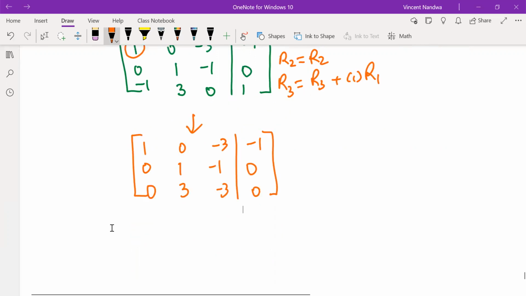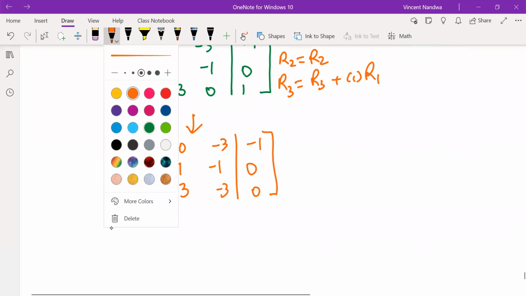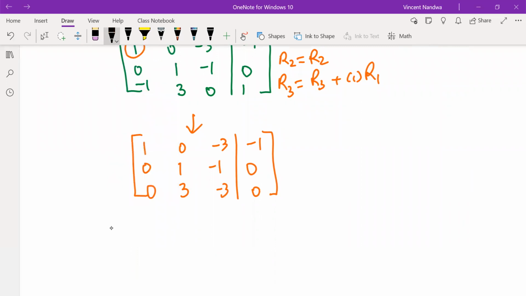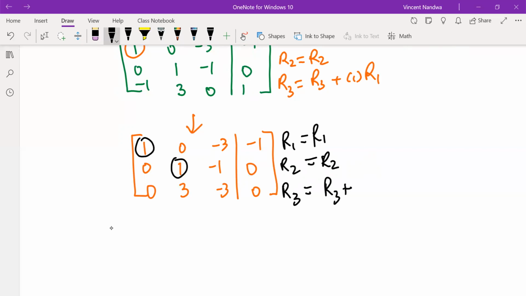So by doing that, the first column is in the correct form. This is 1, this also 1, which means the problem is this 3. So we'll say row 1 stays row 1, row 2 stays row 2, and row 3 becomes row 3 plus -3 times row 2. When I multiply this 1 by -3 and add to this 3, I am sure that I'll get 0 at this position.